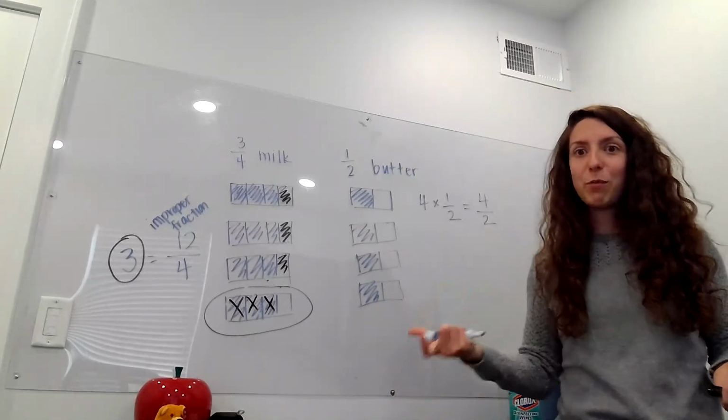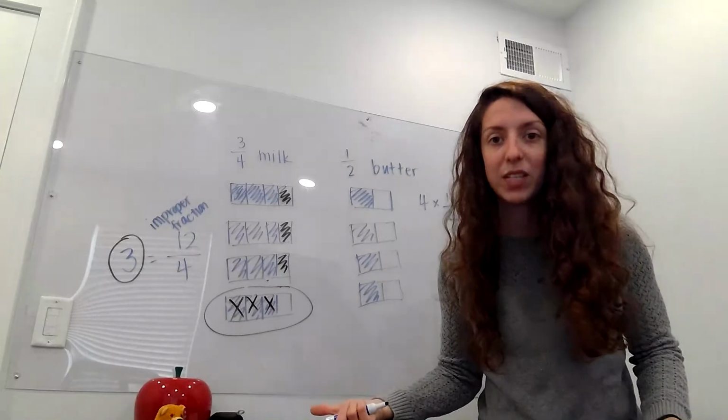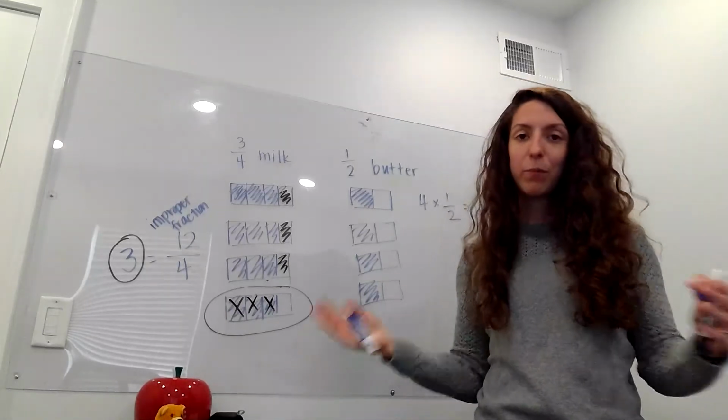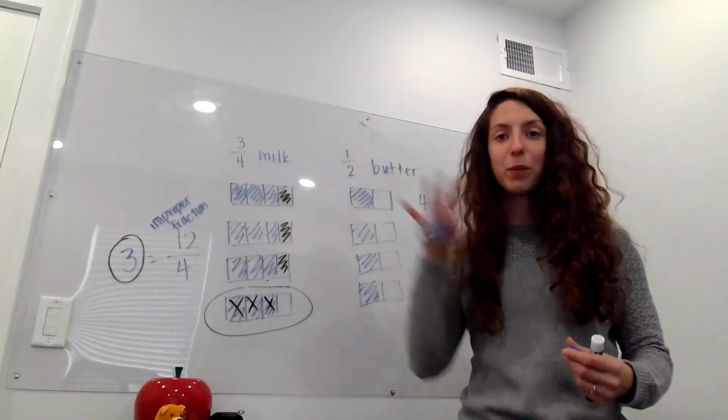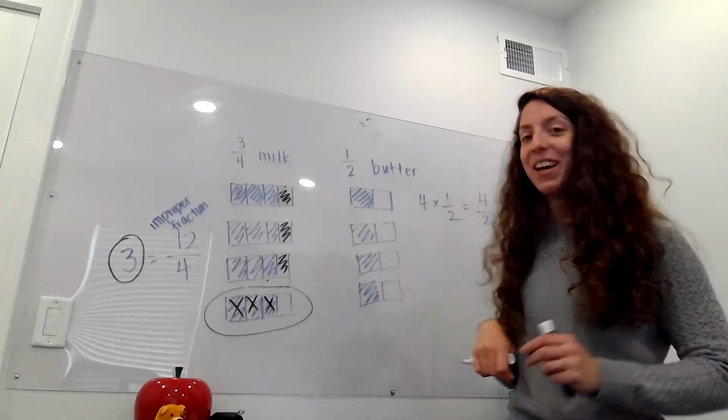If I have 4 half sticks of butter, I'd say I have 4 half sticks of butter, right? And I could go and grab that for you, but that would be kind of weird. So I'm not going to do that right now.